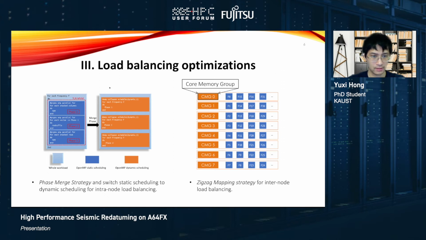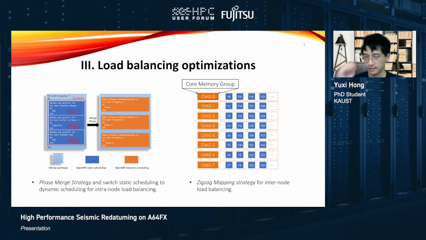So what we do is merge the phases of each frequency. For example, we do phase 1 of all the frequencies first, and then we use dynamic scheduling of OpenMP. Then it will mitigate the load imbalancing problem. Then we move to phase 2 and phase 3.